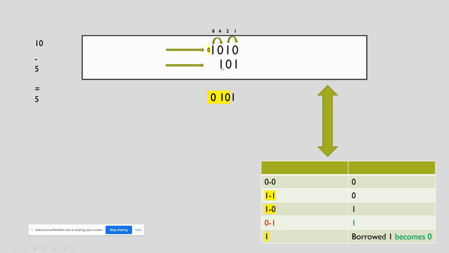Now again, 0 minus 1, we can't do that. So we just borrow that 1, so it becomes 2. 2 minus 1 is 1. And then that turns into a 0 and comes down. I don't really need that 0, because it's not going to make a difference. So it's 1 0 1. So we have 3 bits here, unless I count that 0, then it becomes 4 bits.